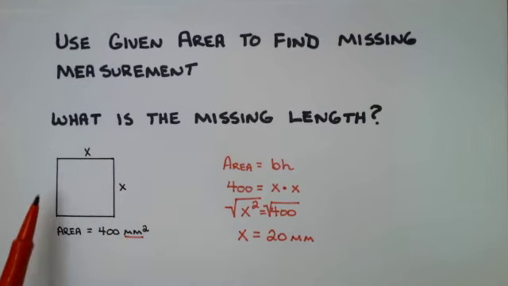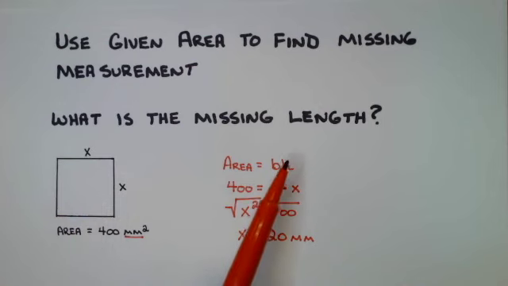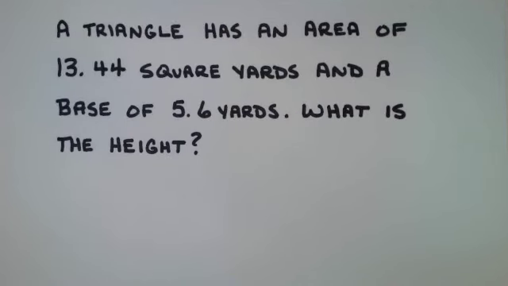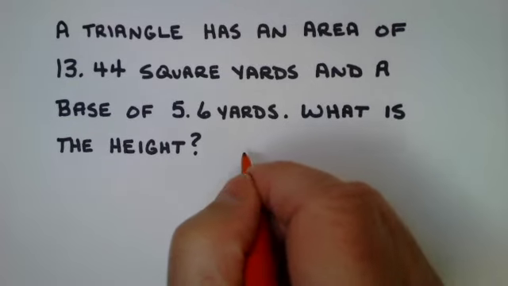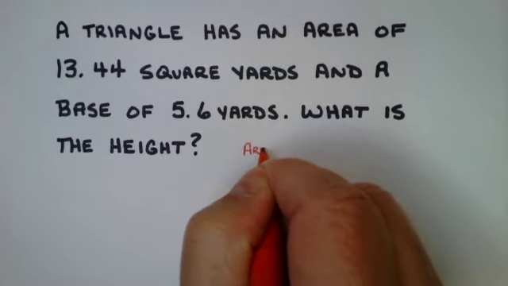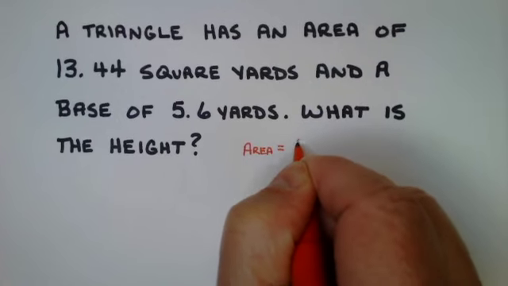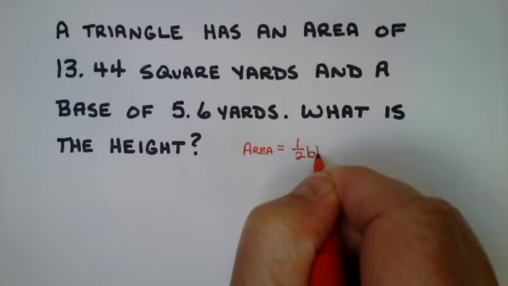So you identify what kind of object it is, use the formula to find the missing length, the missing measurement. Next, a triangle has an area of 13.44 square yards and a base of 5.6 yards. What's the height? Again, I need to remember the formula for finding the area of a triangle. The area of a triangle is 1/2 base times height.